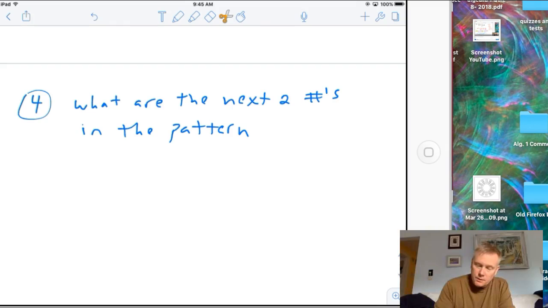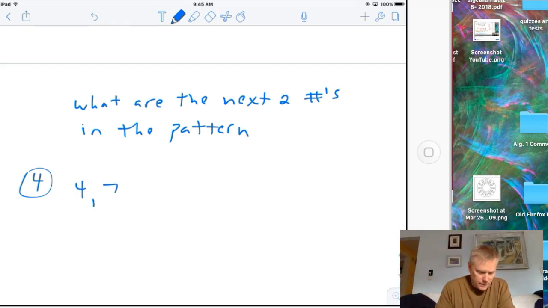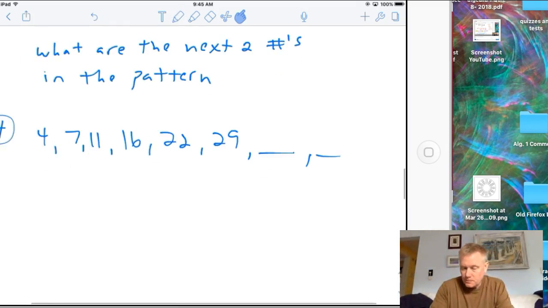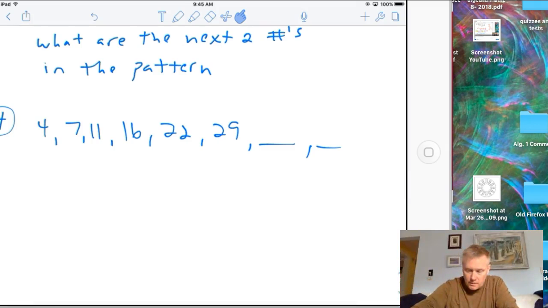Actually, those are going to be the directions for the next few. Maybe we'll just move this down a little bit. All right. And the numbers go like this: 4, 7, 11, 16, 22, 29, blank, blank. All right, so take a moment, see if you can figure that out. Maybe they jump out at you.